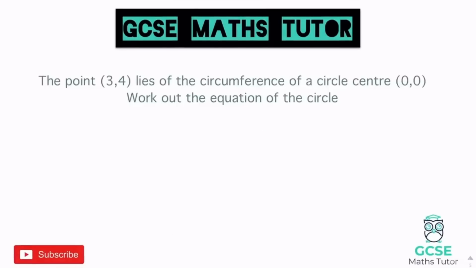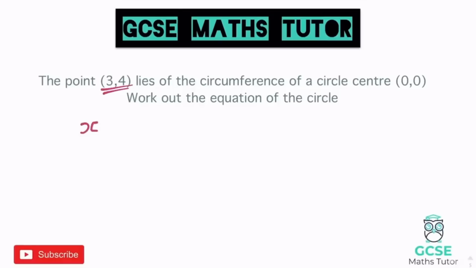Okay, so the point (3, 4) lies on the circumference of a circle, centre (0, 0). Work out the equation of the circle. That's quite a nice, actually easy way of doing this, because if we know that this point is definitely on the circumference, then we can just use our equation of a circle. And there's 2 different ways I'm going to look at this, but I'm going to start off with this one, because this one's quite a nice one.